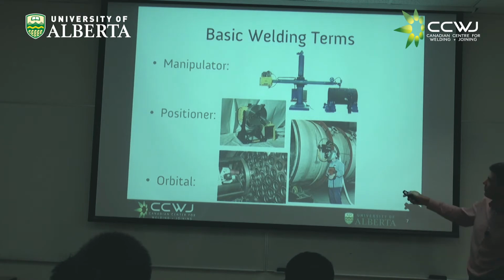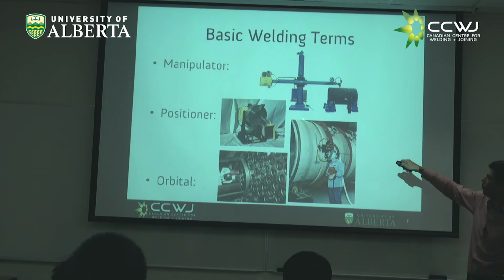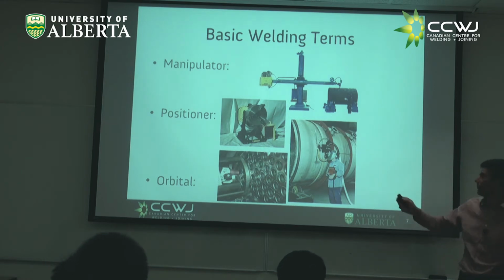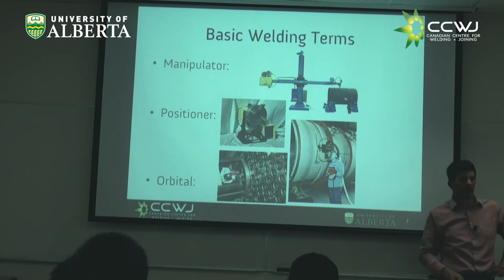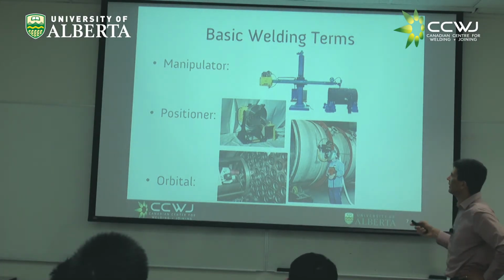Orbital welding is what happens when you have some sort of machine that will weld, but you cannot roll your pipe. So for example, in this case, there's a huge pressure vessel, and this bug is holding the torch, and the torch is moving around the seam.